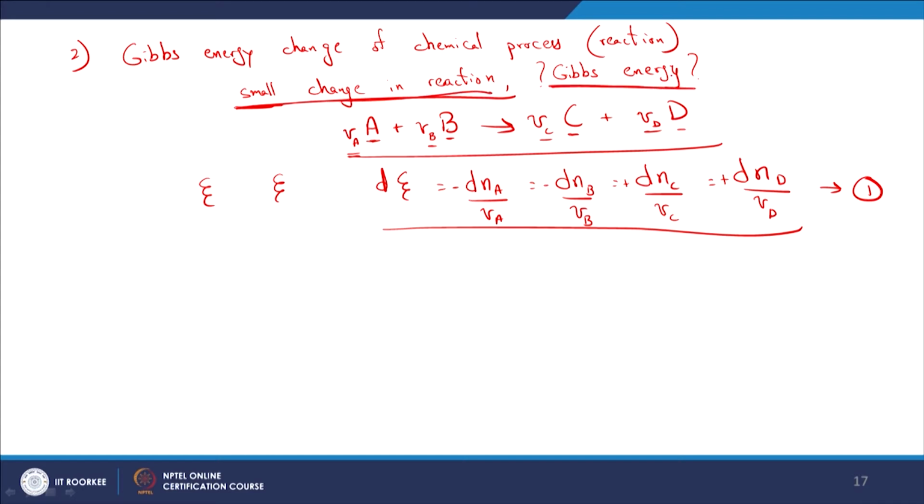Gibbs energy of the system, how is it changing? So obviously we first need to calculate the Gibbs energy of the system or the mixture initially. So what is that equal to? I think we looked at that earlier, equal to the summation of Ni mu I, and that is equal to Na mu A plus Nb mu B plus Nc mu C plus Nd mu D, and we have that here.